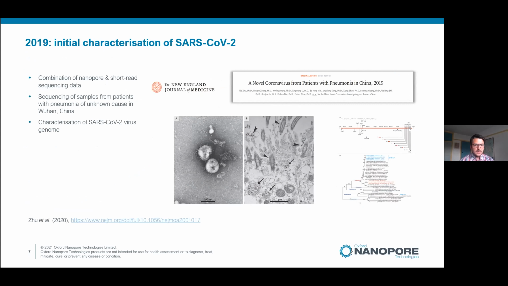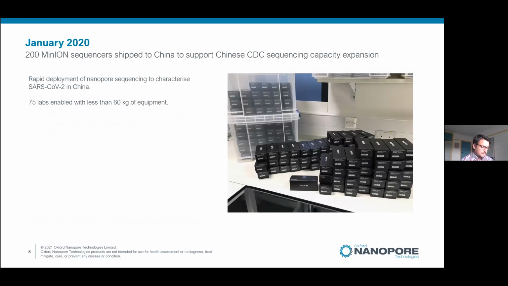So in late 2019, a novel disease was identified in Wuhan in China. I'm not sure where it came from. And using a combination of nanopore and short-read sequencing data, they were able to characterize the SARS-CoV-2 genome very early on. In January 2020, one of the last airplanes to leave and land in Wuhan was carrying 200 MinION sequencers. And they were shipped to China to support the Chinese CDC and increase their sequencing capacity in order to try and track this outbreak of this novel coronavirus.